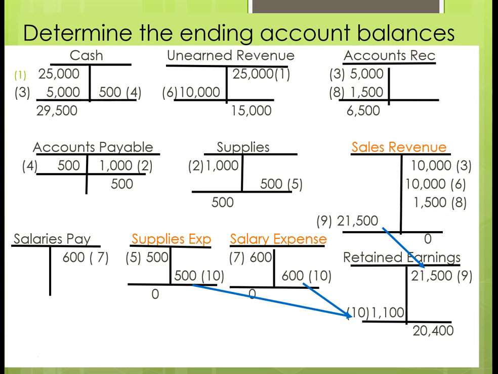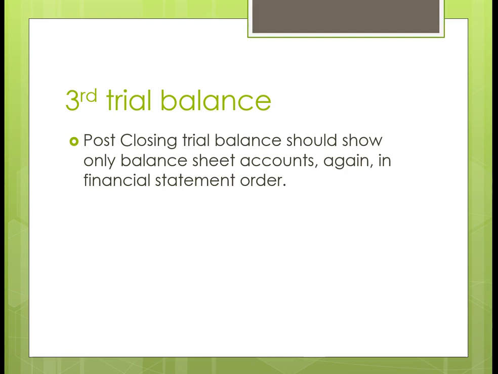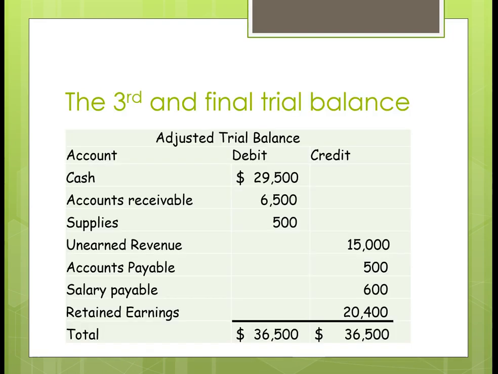Now we can prepare our last trial balance. And that is the post-closing trial balance, and it should only show balance sheet accounts, again in financial statement order. And this is what it would look like for our example. So as you can see, our debits equal our credits. We have actually rolled into our retained earnings account all of our expenses, revenues, and dividends. And if you notice, the ending balance is $20,400. That ends part one of a two-part presentation.